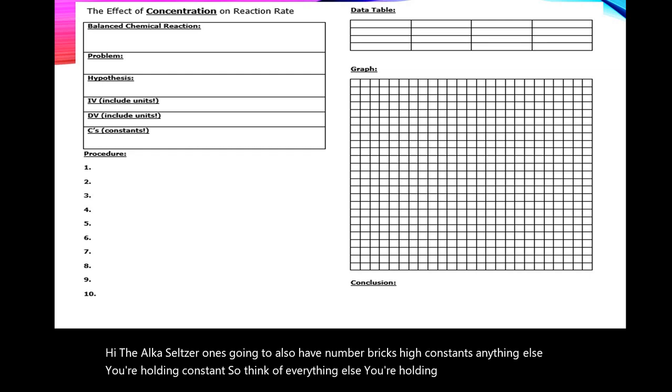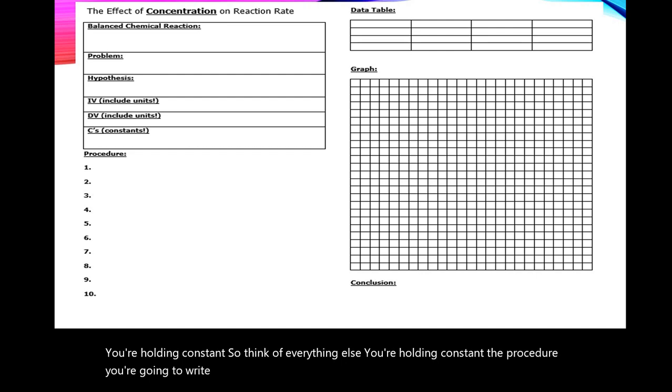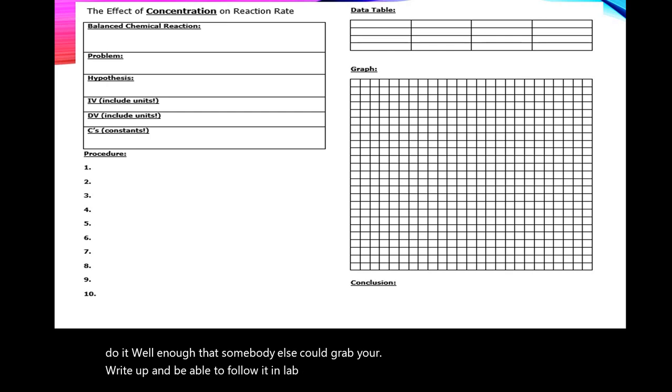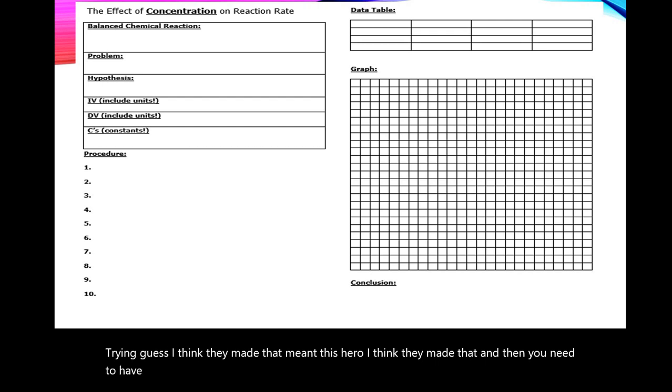The procedure, you're going to write up what you do and tell me how you're doing it. Now make sure that you do it well enough that somebody else could grab your write-up and be able to follow it in lab and not try and guess, well, I think they meant this here, I think they made that. And then you need to have a data table of what you're going to grab.